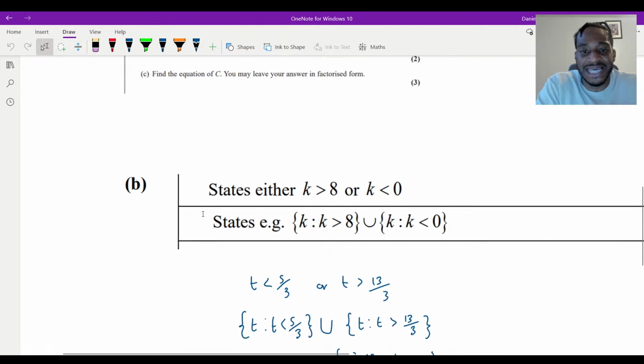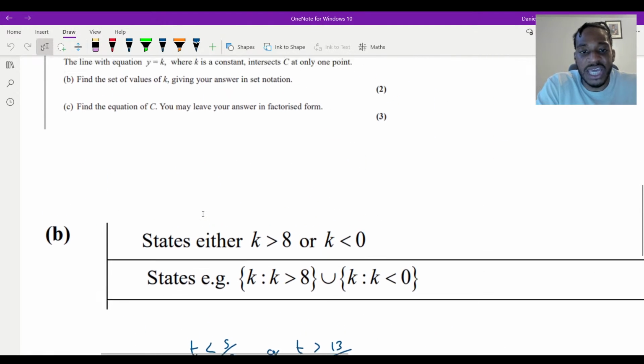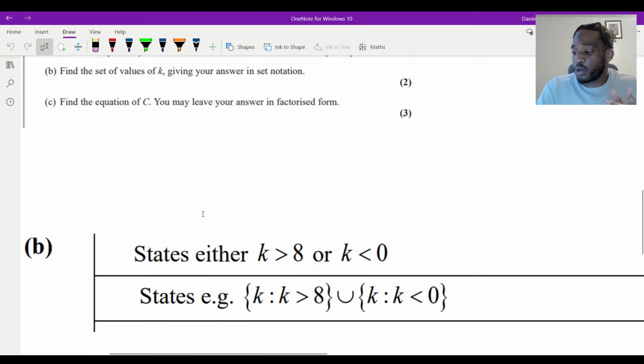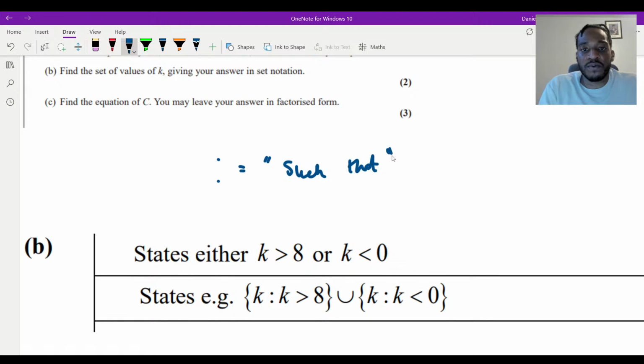Now set notation is easy. Let's just say this was your answer here: k is greater than 8 or k is less than 0. All you need to do is put squiggly brackets. That's all they care about, right? And that colon there just means such that. Such that.